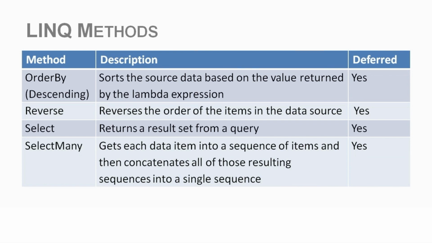We also can do order bys. And order bys by default are ascending, and we can use the keyword descending as well to reverse that, same as you would in SQL. And that is one of our deferred queries because it actually does return an IEnumerable. It returns a collection of objects that we're ordering. And there's a reverse method that reverses the order of items. And probably the one that you'll use the most is the select, and we already had that in our example. It simply returns a result set from a query.